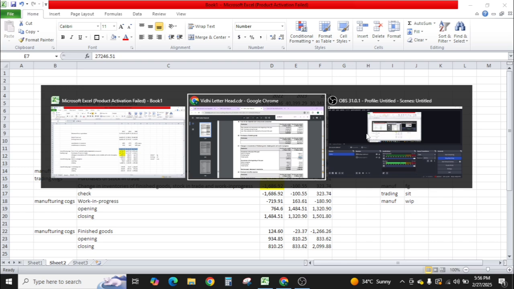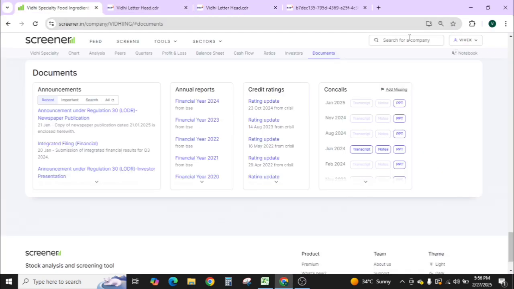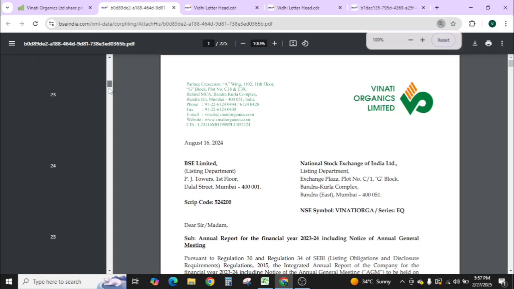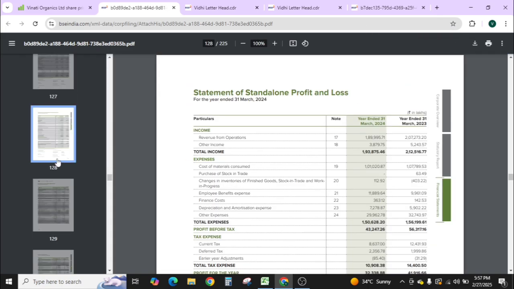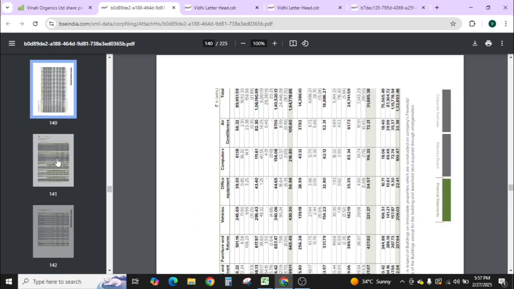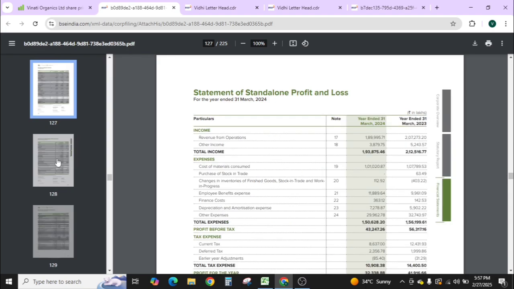Now I want to show you one thing. If we see companies like Vinati Organics, you can tell whether this company is doing manufacturing or trading just by looking at three line items in the P&L. In Vinati, COGS is there, purchase of stock in trade is there, and changes in inventory of finished goods, stock in trade and work in progress is also there. So this tells us that Vinati Organics does both manufacturing and trading.